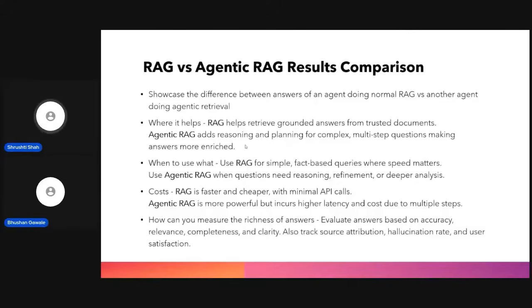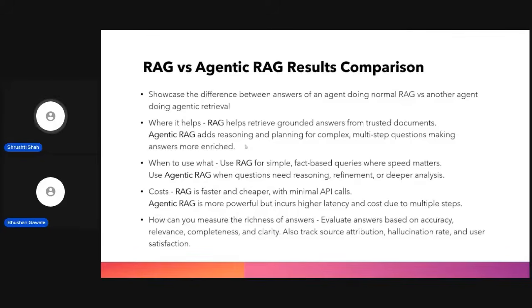And when to use what? RAG for simple fact-based queries, where speed matters, while Agentic RAG when the question needs reasoning, as Bhushan mentioned, that it is built on top of deep reasoning, the L2 layer. That is where the reasoning comes into the picture. Also refinement, because the semantic ranker will try to find the relevant information and not just provide the information as is. The refinement is also there, and deeper analysis, because it is built on top of deep reasoning.